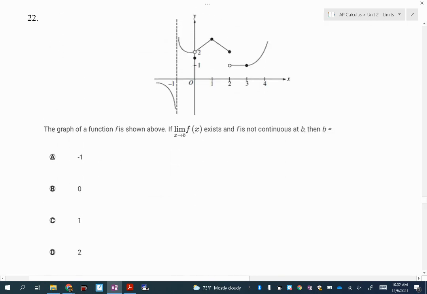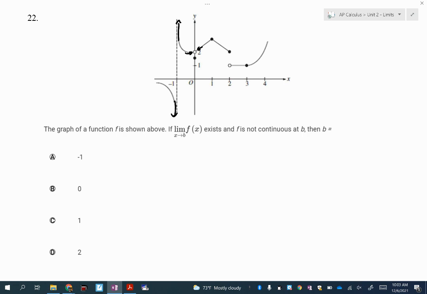Okay, 22. If the limit as x approaches b exists and f is not continuous at b, then b could possibly be what? All right, so let's go negative 1. The limit as x approaches negative 1 does not exist, because you'll notice that we're approaching negative infinity and positive infinity from the left and from the right. So that's why A is wrong. As for approaching 0, the limit does exist, but f is continuous, so there's no issues there.